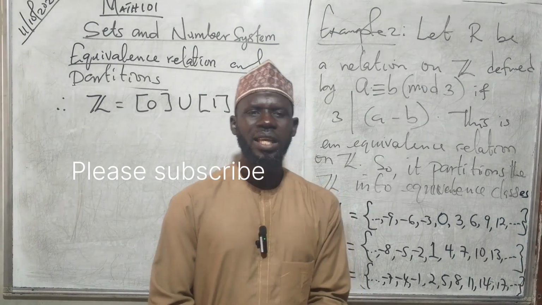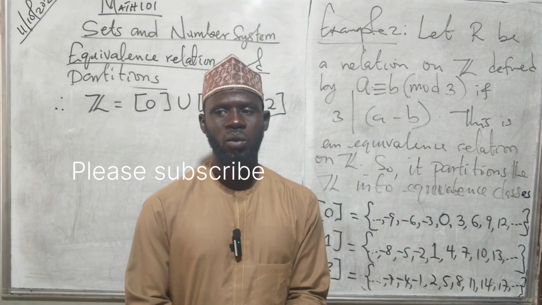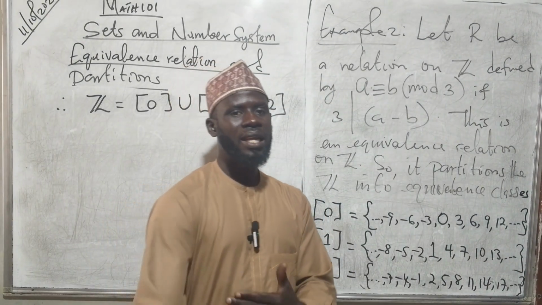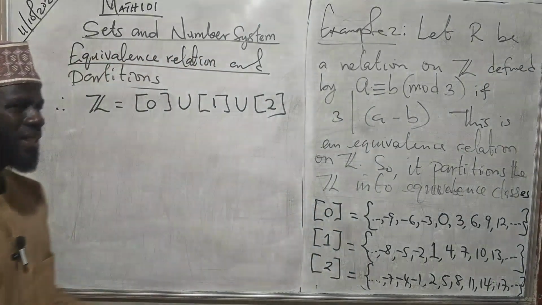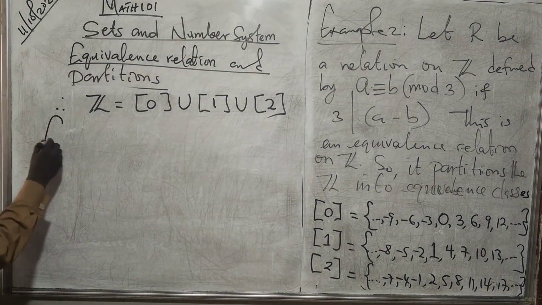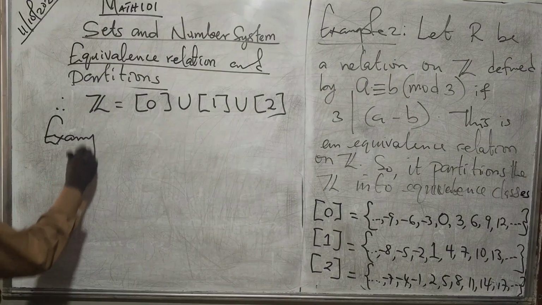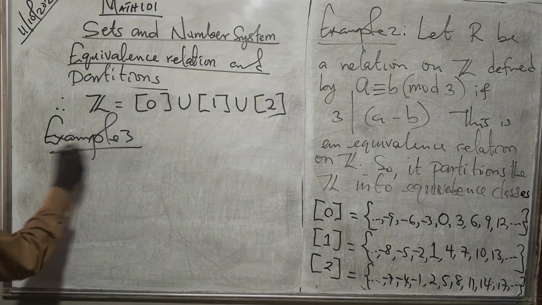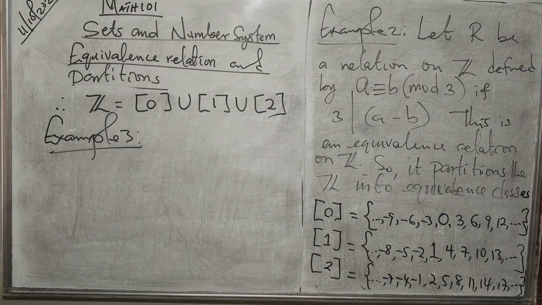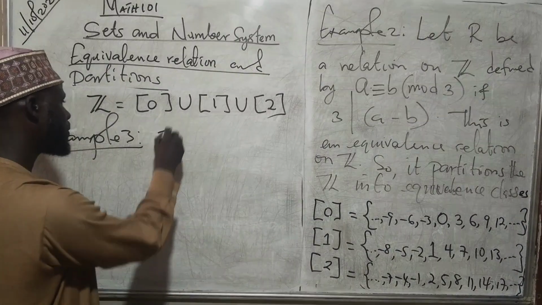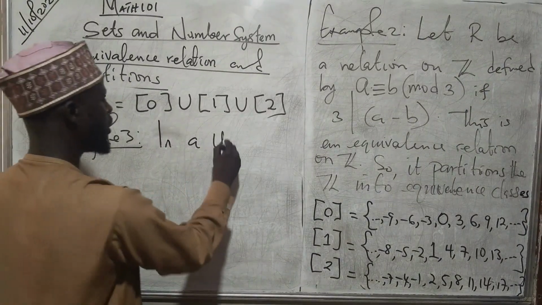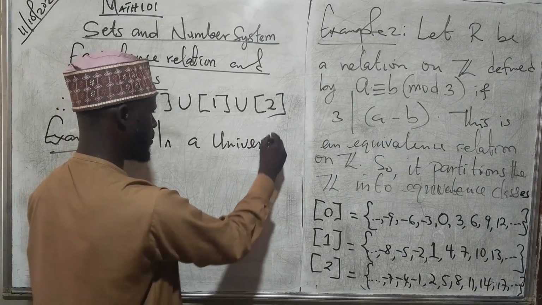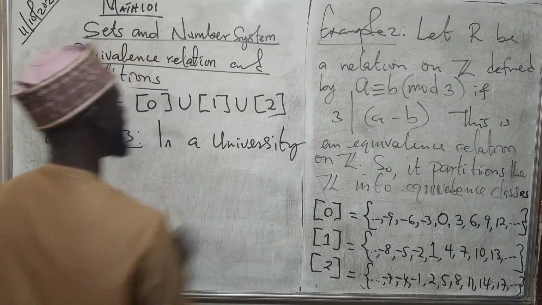Okay, so what relation or what partition will imply equivalence relation. Let's give an example. Example now. Example 3. You see the relation in a university, as in a university setting.